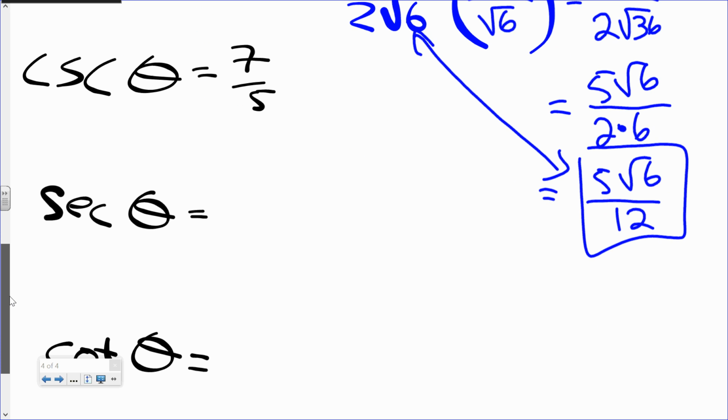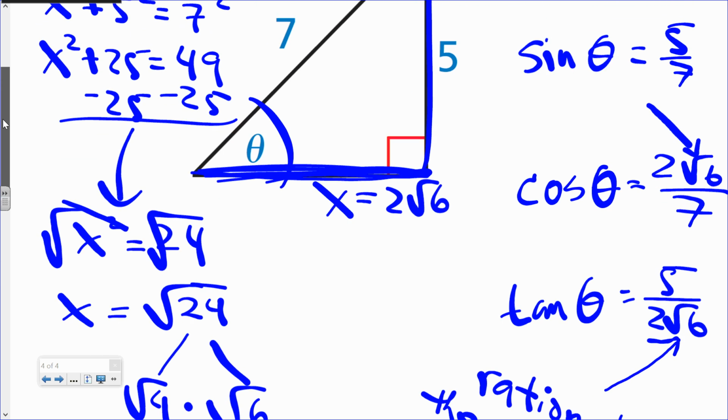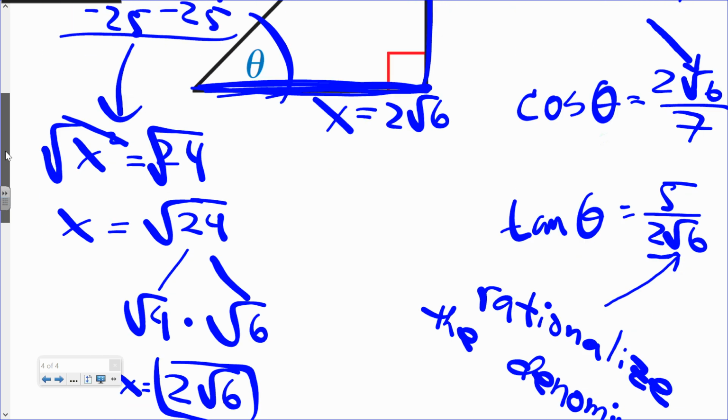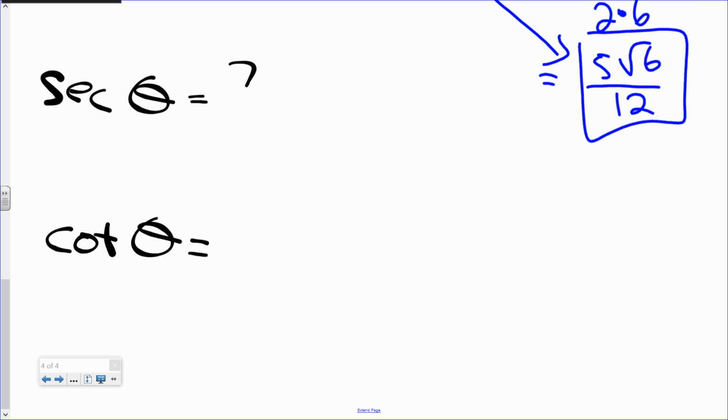Secant reciprocates the cosine. Cosine was 2 rad 6 over 7, so this is going to be 7 over 2 rad 6. Uh-oh. Look at the denominator. It's irrational. I got to rationalize that puppy.